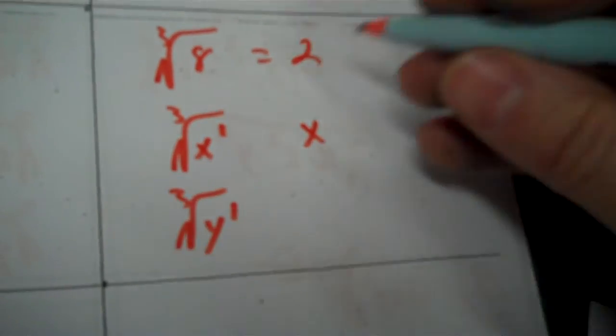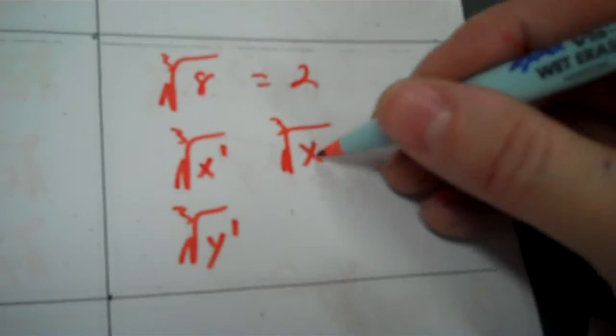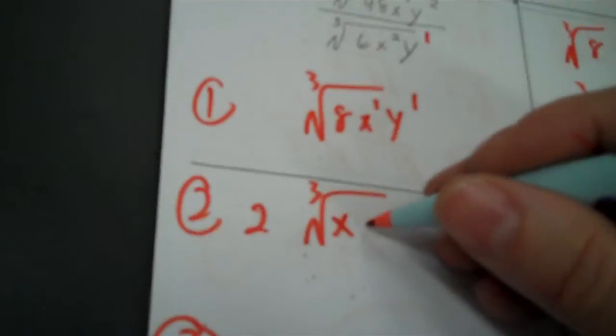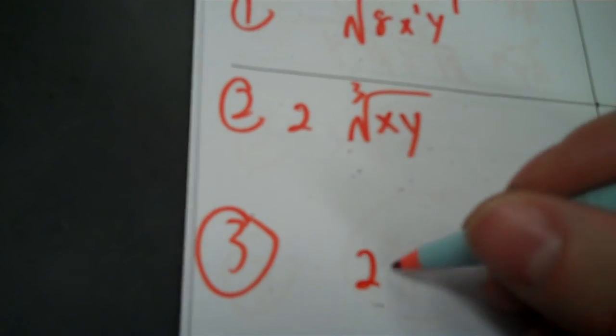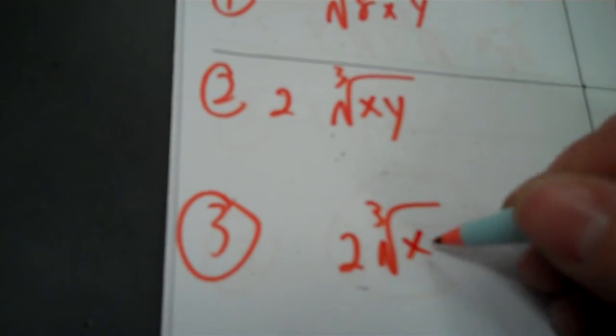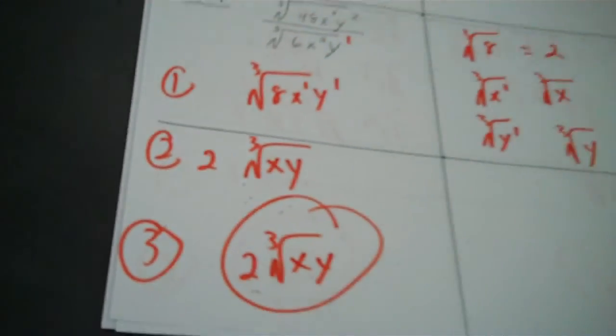Remember, when that happens, the 2's out. We just won't put anything in. Now x to the 1st is just x. Well, I can't make a group of 3 out of that, so that will just stay in the root. So x. Same thing with the y. So y. 2, and then the cubed root of x, y.